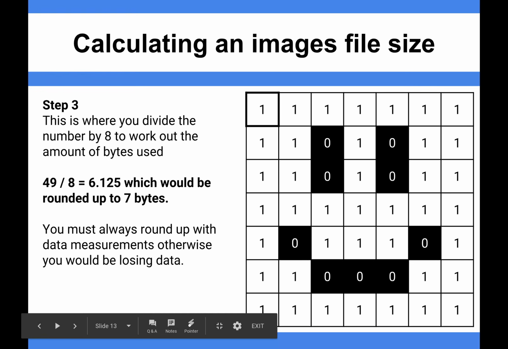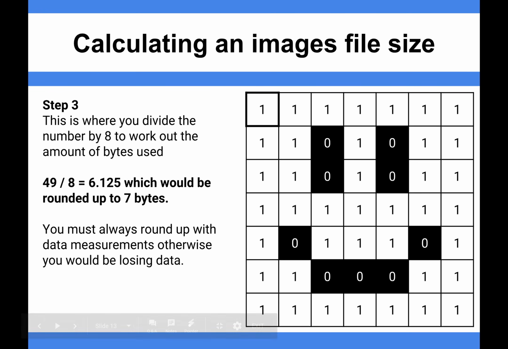Now, step 3, this is where you work out how many bytes of data that is. Because 49 is over 8 bits, we're going to need to store it in bytes. You try and use the biggest unit you can, relatively. So we've got 49 bits, and we divide by 8 to get the next measurement, which is bytes, which equals 6.125.